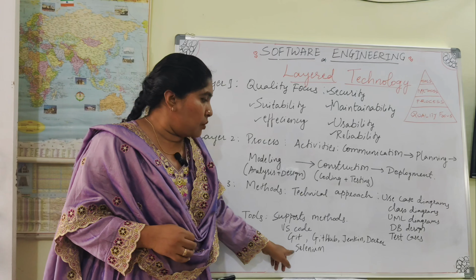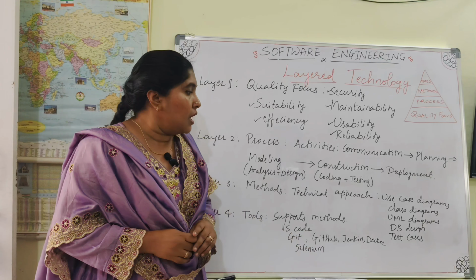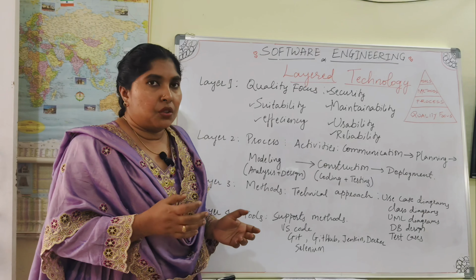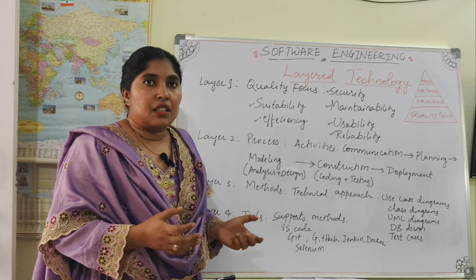Next, you have so many tools like Git, GitHub, Jenkins and Docker. Git is used for version control, and GitHub acts as a repository. With Jenkins, continuous integration and continuous deployment can be implemented, and to containerize your application, you can use the Docker tool. And Selenium I have used for testing, which is an automated testing tool.